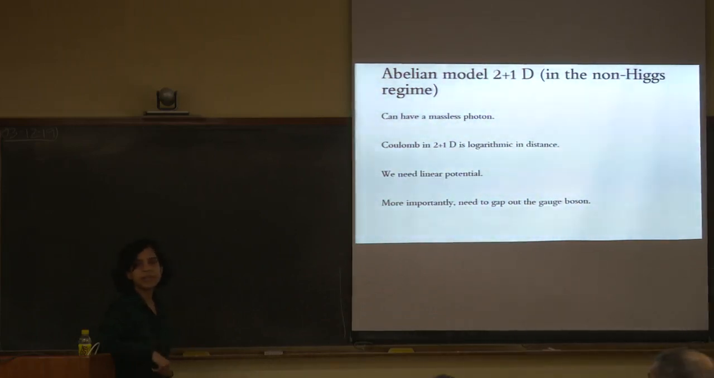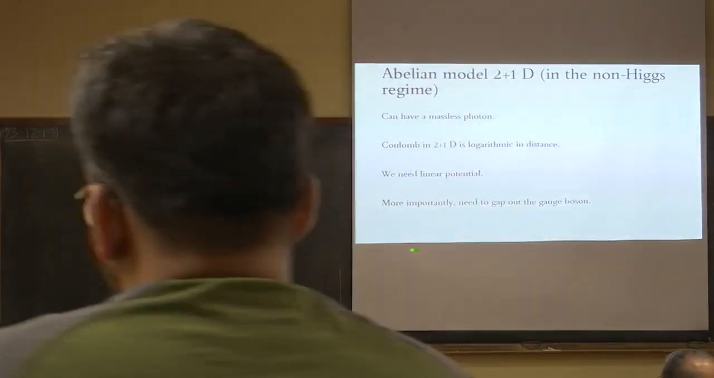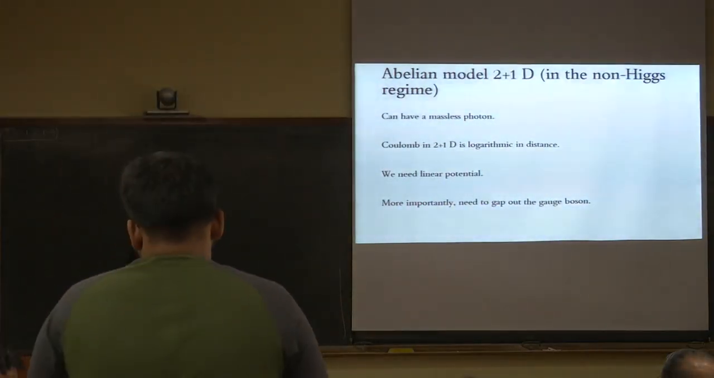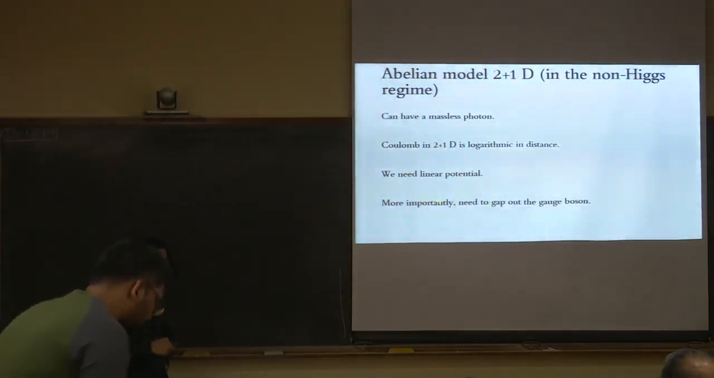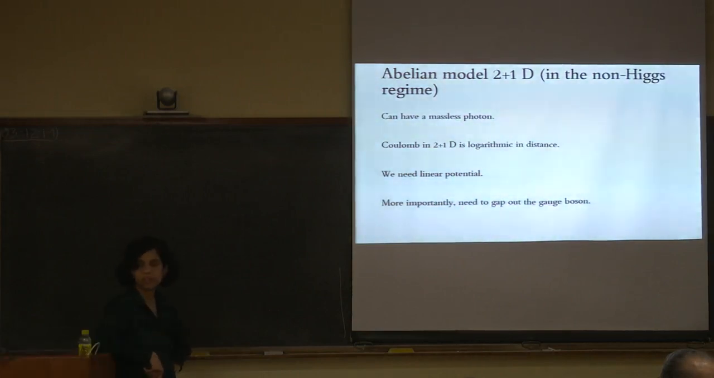If I write down an abelian theory in 2 plus 1 dimensions, in general, it can have a massless photon. If I look at the potential between two charged objects in 2 plus 1 dimensions, the Coulomb potential is going to be logarithmic in distance. So what do I want to do? I want a linear potential, first of all, between charged fields. More importantly, I will need to gap out the gauge boson. And you will see that these two are going to be related to each other.